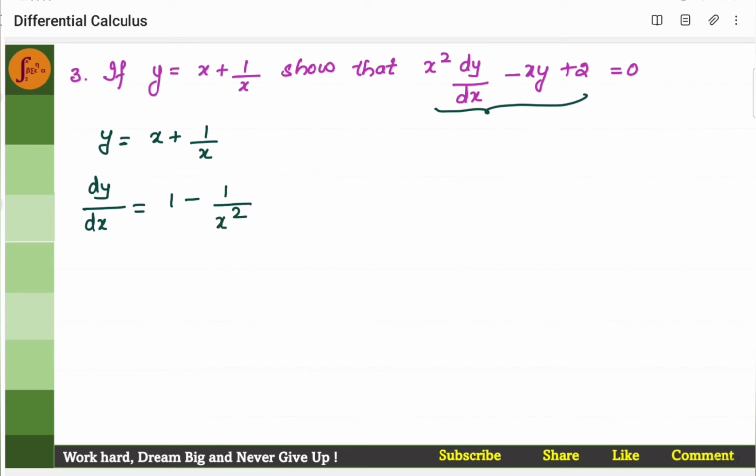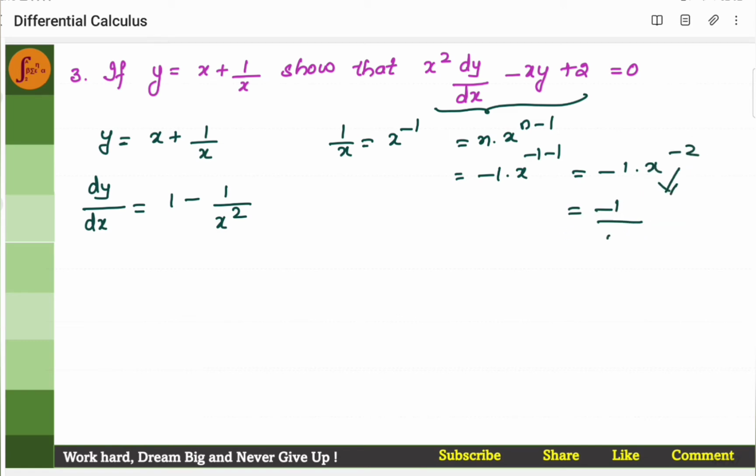You can use the formula also, right? You can write 1 by x as x to the power of minus 1, and use the formula n into x to the power n minus 1. So it will be minus 1 into x to the power of minus 2, which is nothing but minus 1 by x square, since a negative power becomes positive when brought down. Or I can memorize this derivative: the derivative of 1 by x is minus 1 by x square.